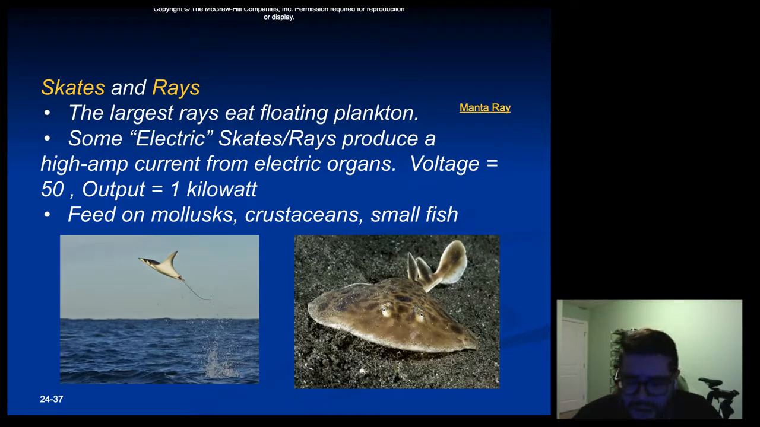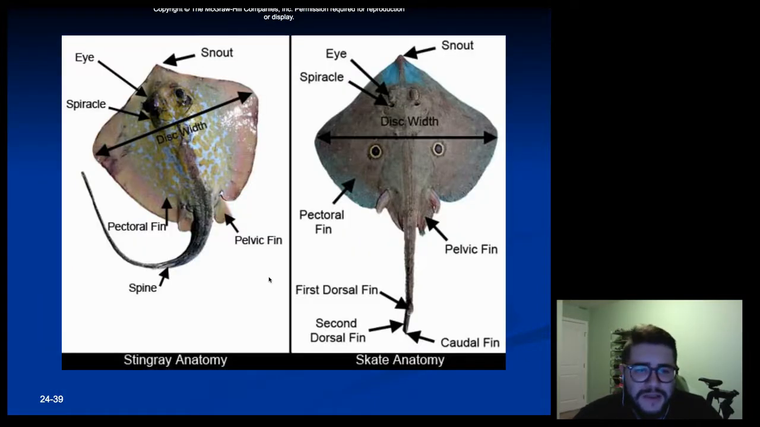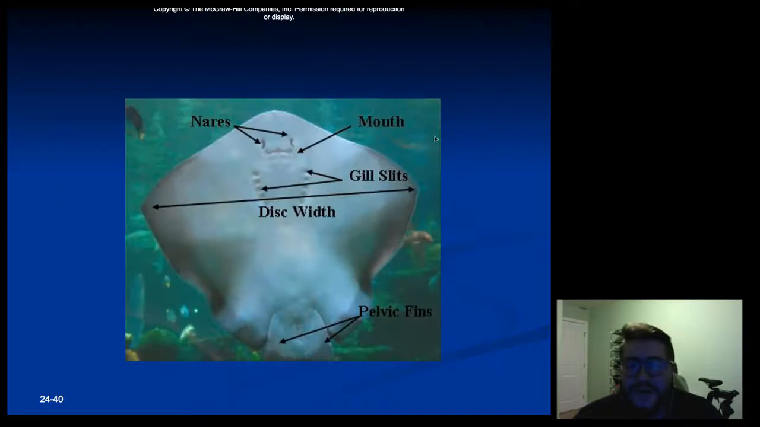Here is a ray, here is a skate over here. We can see the electric organs in their body, left and right electric organ here. This is controlled by their cerebellum, which is part of their brainstem. Here we can see the distinction between the skate and the ray in terms of anatomy. Again, spine on the tail, no spine, longer tail. These ones are generally skinnier and wider than what you might see as a skate. And this is what the underneath looks like: here are nares, which are similar to nostrils, their mouth, and gill slits here.